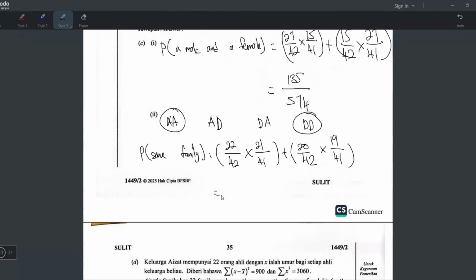Alright, now it's time to use the calculator and get the answer. My calculator gives me 421 over 861. So that is the answer. Alright, that's all.